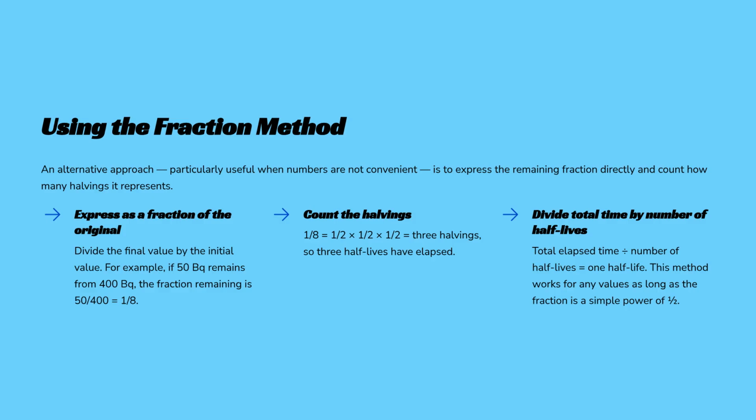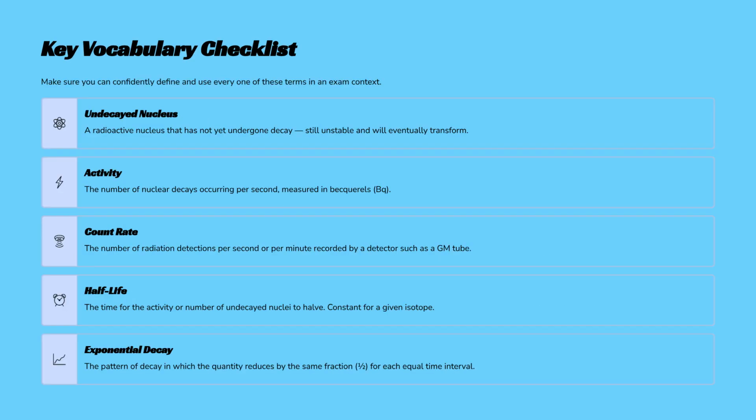The fraction method is an alternative approach. By expressing the remaining activity as a fraction of the original, we can determine the number of halvings. This method is particularly useful when the numbers are not straightforward, as long as the fraction is a simple power of 1/2. Review this key vocabulary checklist.